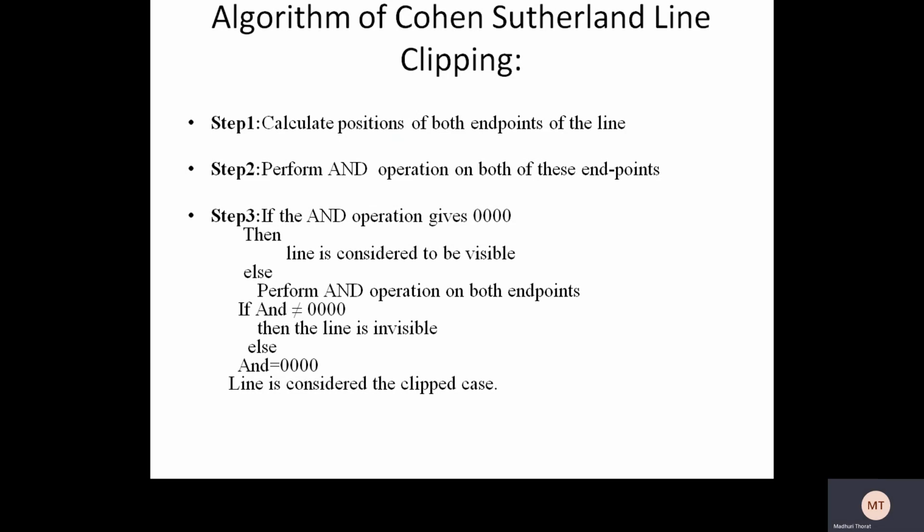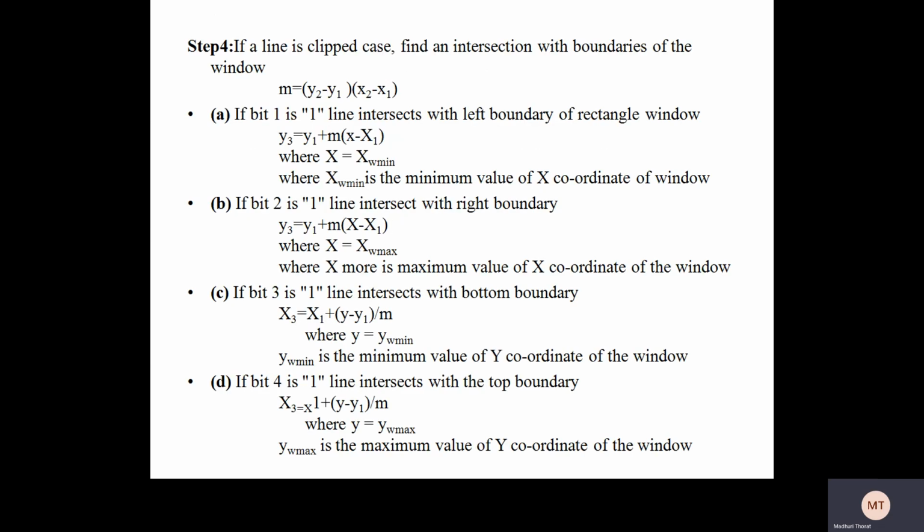Third, if the AND operation gives 0, 0, 0, 0, then the line is inside and visible. Else, perform the AND operation on both endpoints. If the result of the AND operation is not equal to 0, then the line is invisible. If it is equal to 0, then the line is considered as a clipping case, so it is a partially visible line.